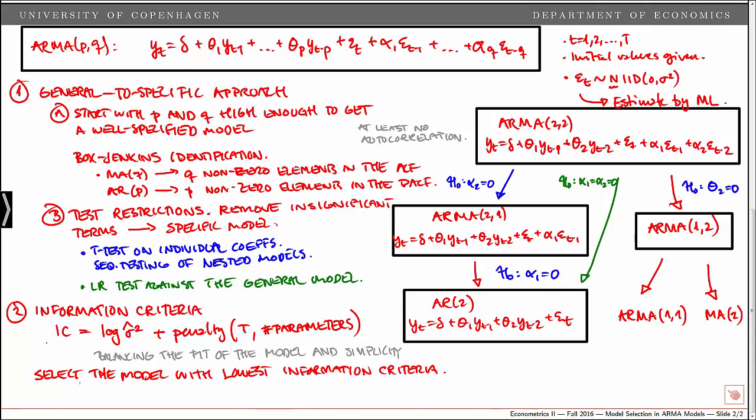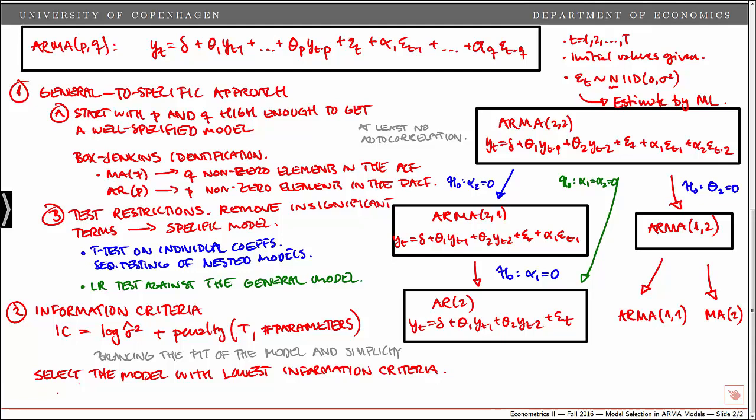There are a number of different information criteria. They all differ in the way they define the penalty here. But three important examples are the Akaike, the Hannan-Quinn, and the Schwarz-Bayesian criteria: the AIC, the HQ, and the BIC information criteria. These are reported by most software packages.